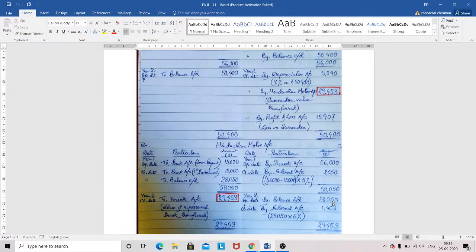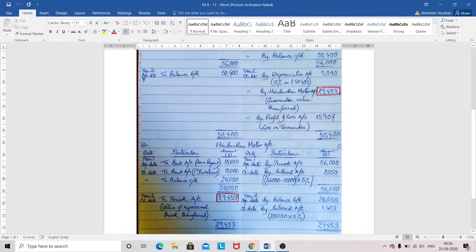So I need to charge the depreciation down there in the asset account. So in the asset account I charged depreciation of 10%, so it will be 5040, and similarly I have to charge interest on the opening balance, that is 28,050, upon which you have to calculate 5%, so 1403. So this is the scenario: 28050 and interest is 1403.